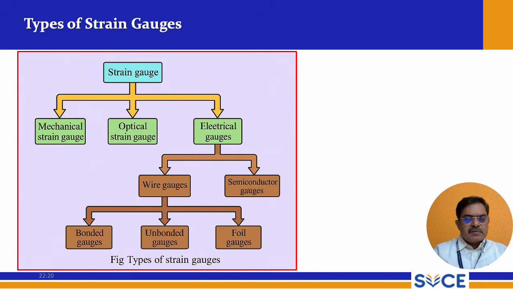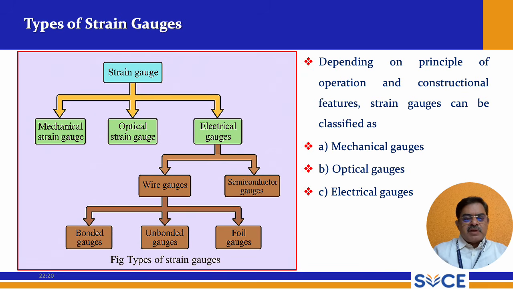So these are the three types of wire type gauges. These three we are going to discuss here in this session. Depending on the principle of operation and constructional features, strain gauges are classified under these three groups: mechanical gauges, optical gauges and electrical strain gauges.